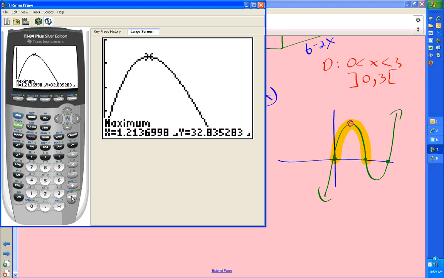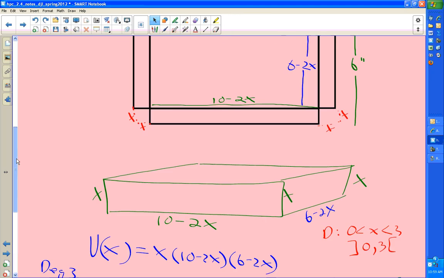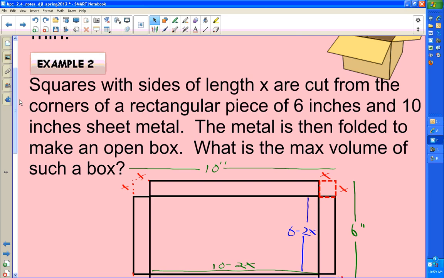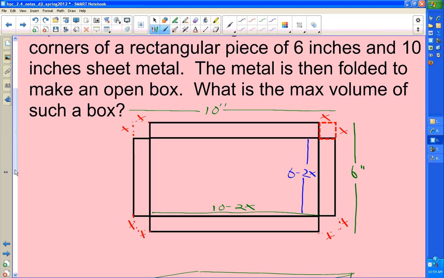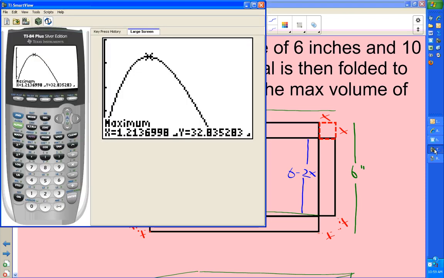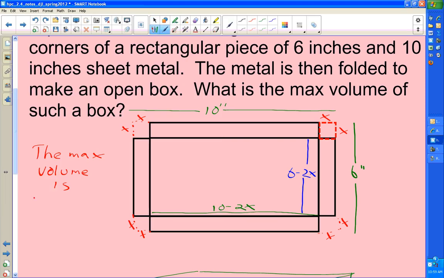What was the question asking you? What is the maximum volume of such a box? So your answer should be the max volume is, I can't remember what it said, 32.835. 32.835 what? Inches cubed.